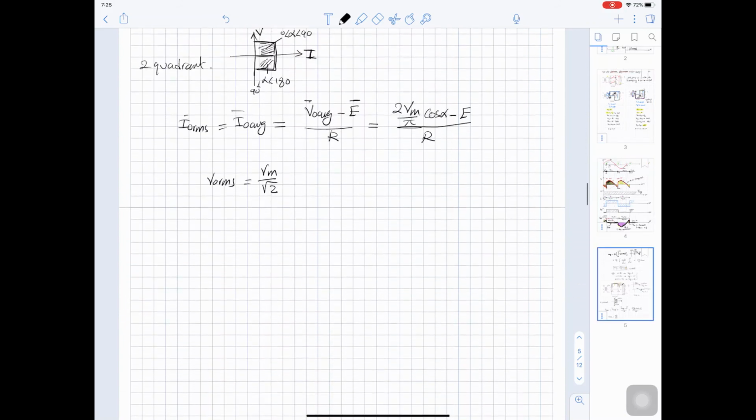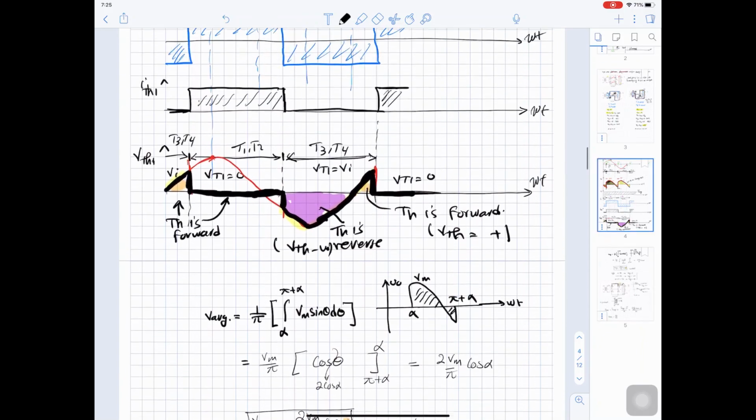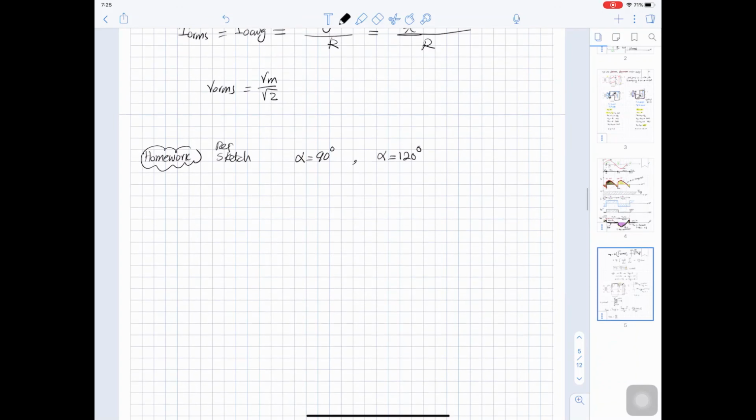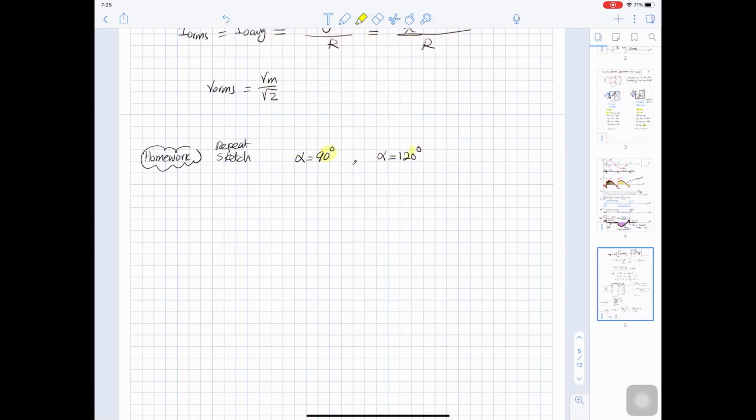Okay, so please sketch as a homework for yourself. Sketch at alpha equal 90 degrees. Sketch at alpha equal 120 degrees. Already we did the sketch at alpha equal to 45 degrees. So repeat the sketch at alpha equal 90 and at alpha equal to 120 degrees.